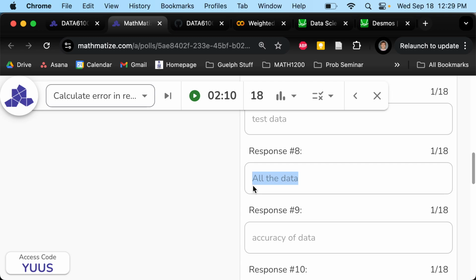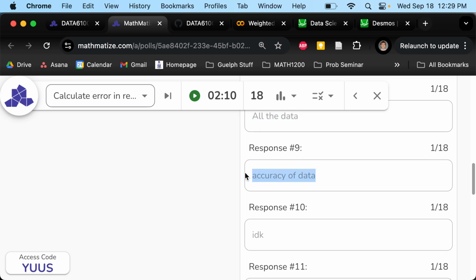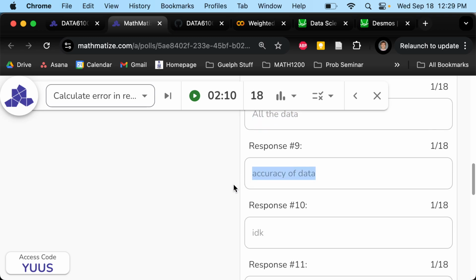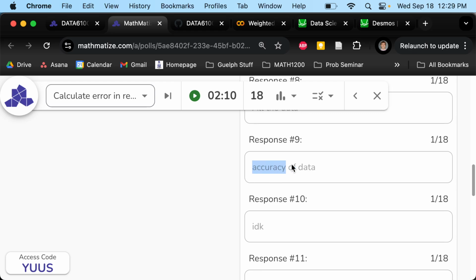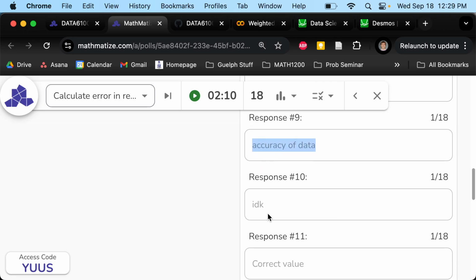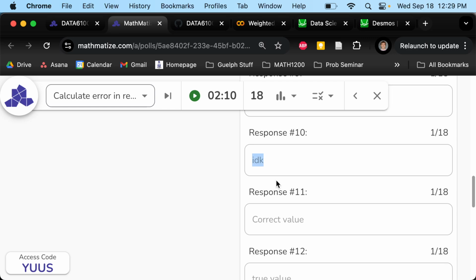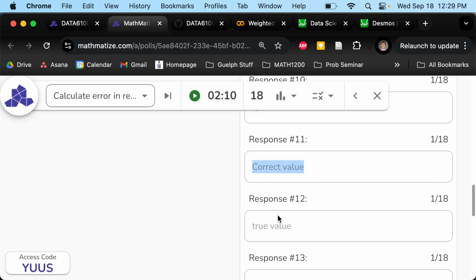All the data, you do know the data. The accuracy of the data, I want to avoid the word accuracy for now, because that has a special meaning. That's like if you want to get it right or wrong, that's not what we're talking about. We're talking about getting as close as you can. So this one is not quite right either. I don't know. This is a great answer because now I know you don't know. Okay, the correct value or the true value. This is the thing that you do not know in real life.